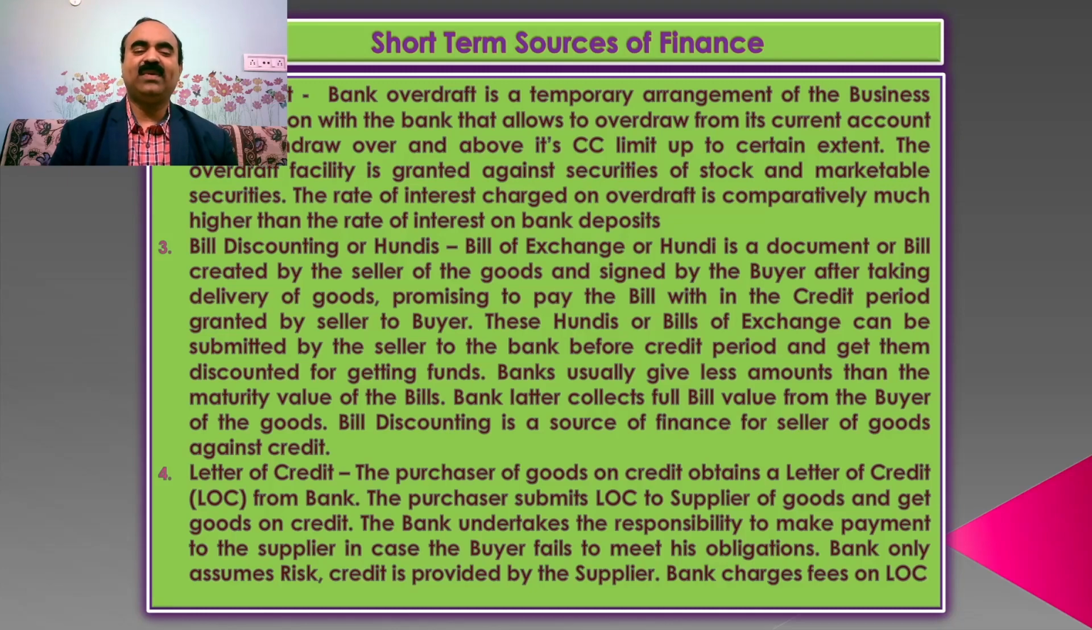4. Letter of credit. The purchaser of goods on credit obtains a letter of credit, LOC, from the bank. The purchaser submits the LOC to the supplier of goods and gets goods on credit. The bank undertakes the responsibility to make payment to the supplier in case the buyer fails to meet his obligations. The bank only assumes risk. Credit is provided by the supplier. The bank charges fees on LOC.